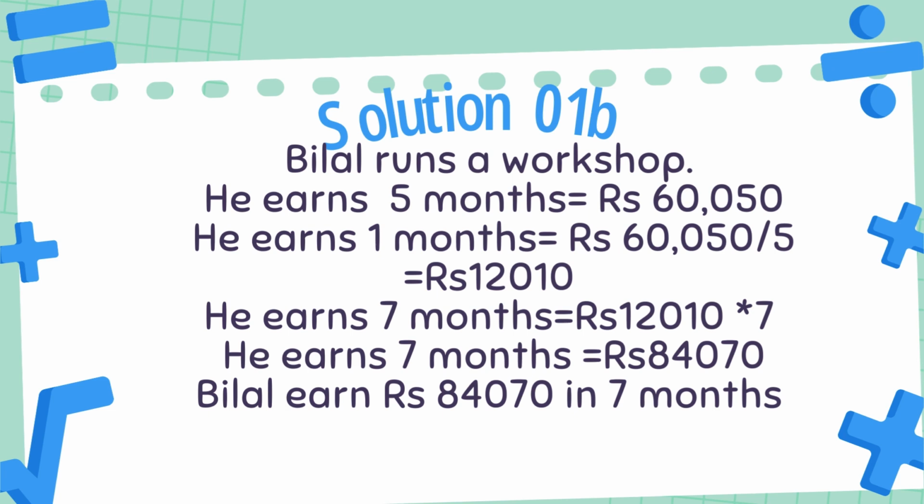Now the question asks us to find the earning of 7 months. So what should we do? We will multiply the value of 1 month by 7. So 12,010 rupees will be multiplied by 7, and we get 84,070 rupees. So Bilal's earning in 7 months is 84,070 rupees.